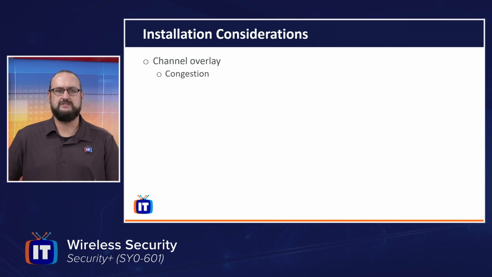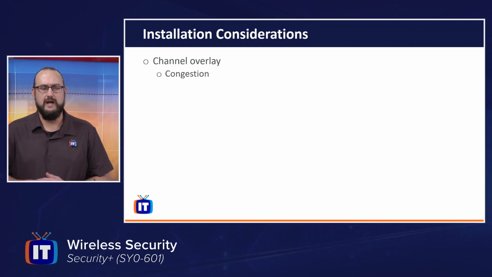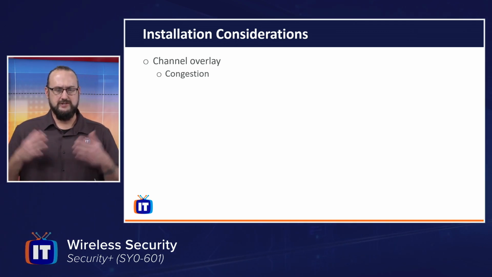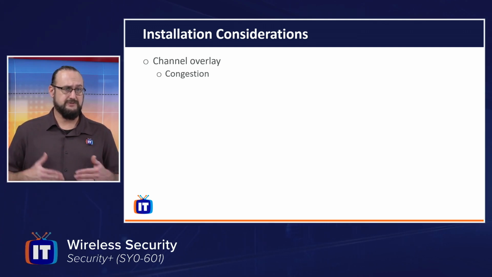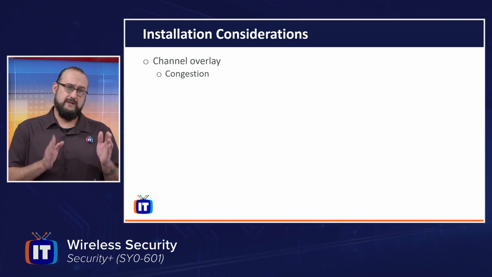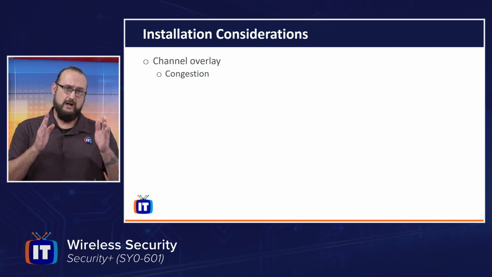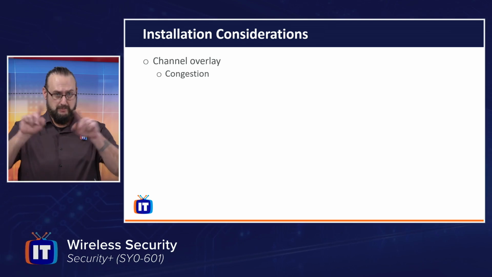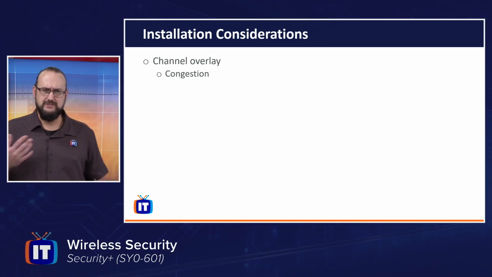And what this means is really about congestion. In the 2.4 gigahertz network, you have essentially 13 channels. You have 11 that are used here in the United States. The 12th channel can be used in European countries, and the only one that uses the entire 2.4 gigahertz spectrum, 13 channels, is Japan. However, in those 11 channels, there are 3 that do not overlap their bandwidth, and that's 1, 6, and 11. So just be aware of that.